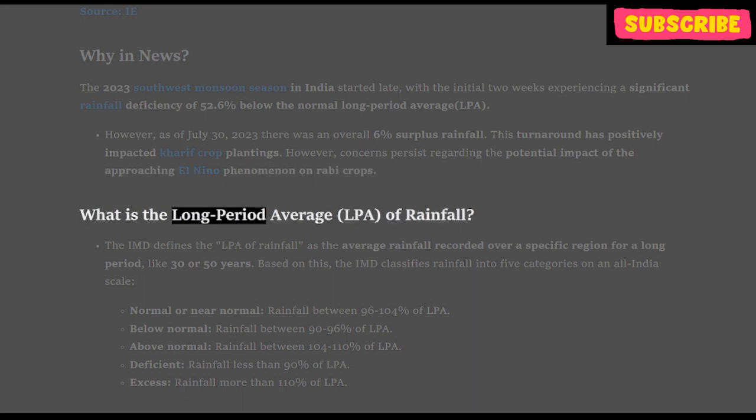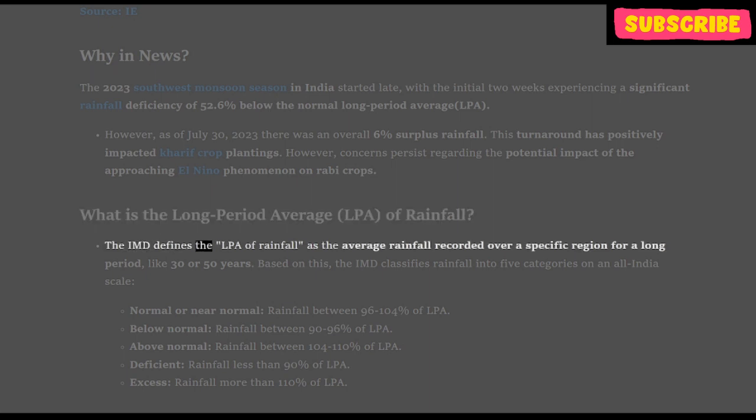What is the long period average (LPA) of rainfall? The IMD defines the LPA of rainfall as the average rainfall recorded over a specific region for a long period, like 30 or 50 years. Based on this, the IMD classifies rainfall into 5 categories on an all India scale. Normal or near normal: rainfall between 96 to 104% of LPA.